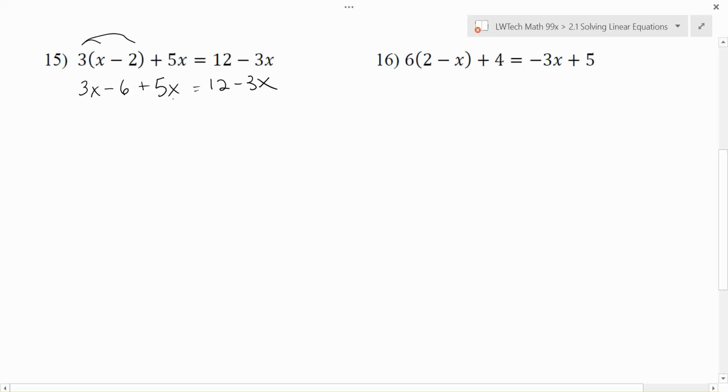Now, this time I have 3 x's. There's one here, there's one here, there's one here. I have to get them all together because I need x by itself on one side of the equation and a number on the other side of the equation for this to be done. So let's see how we can get there.